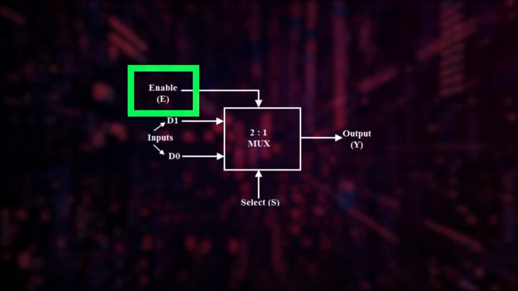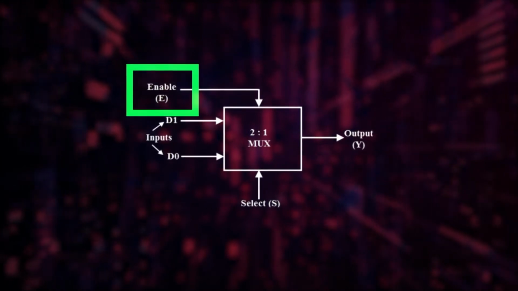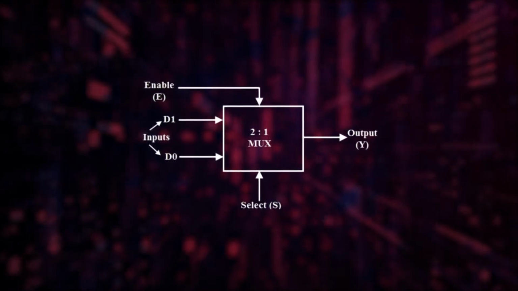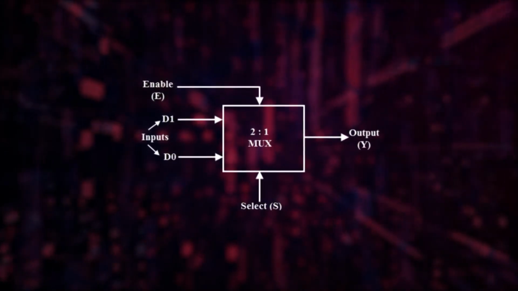Notice the enable input signal E in the block diagram. It is to control the multiplexer. It makes the circuit enabled or disabled, depending on the value of E.